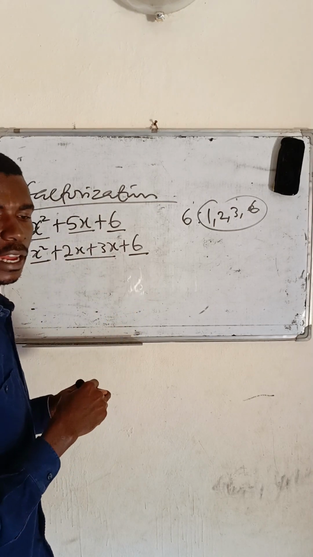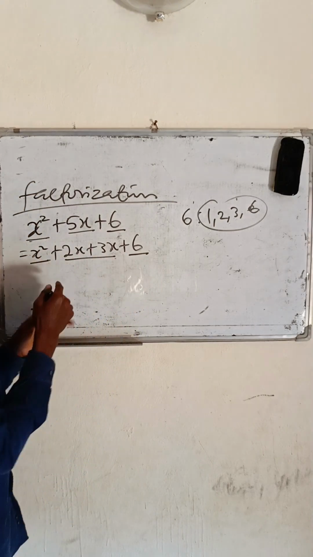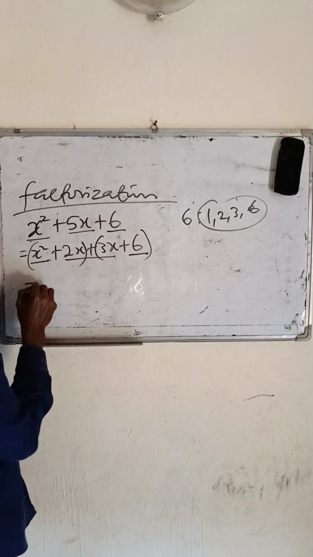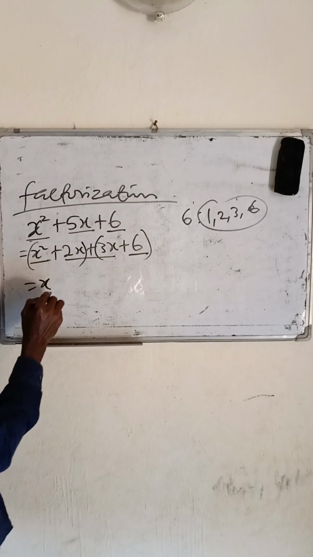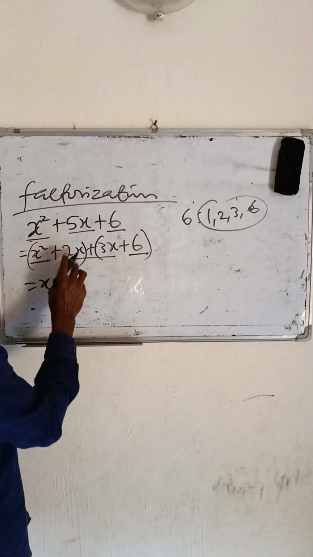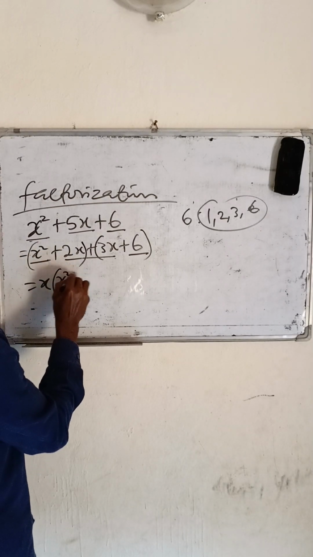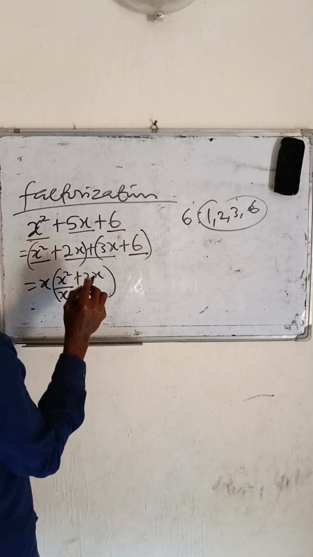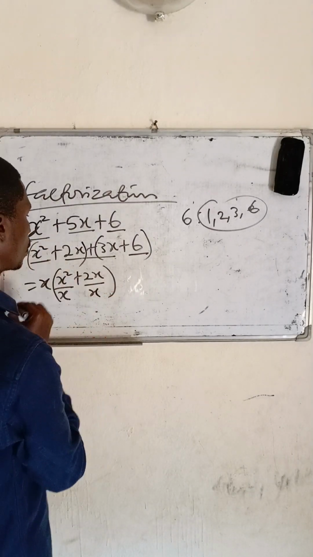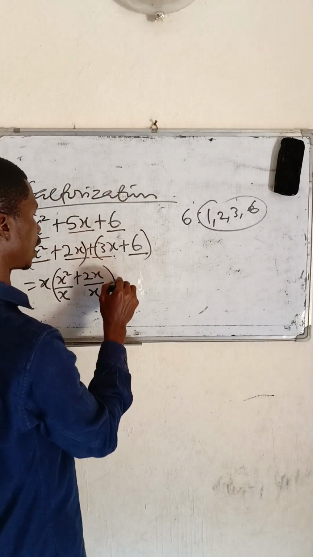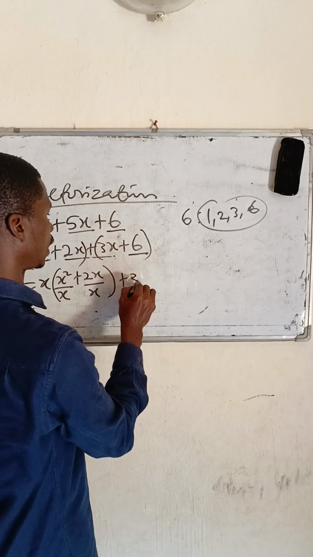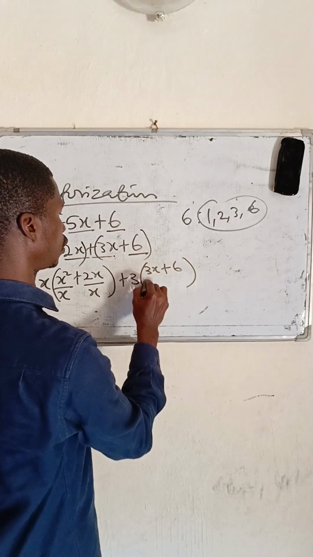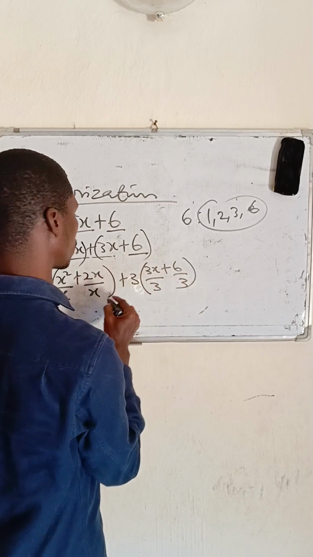After you've done that, what else are you going to do? You take these two, and these two. So what is common here now? X. Are you seeing it now? What is common? Nothing. You put your bracket: x squared plus 2x. You divide by the common factor. You go to the next one and take your sign. What is common here? 3. You do a bracket also: 3x plus 6. You divide by the common factor.